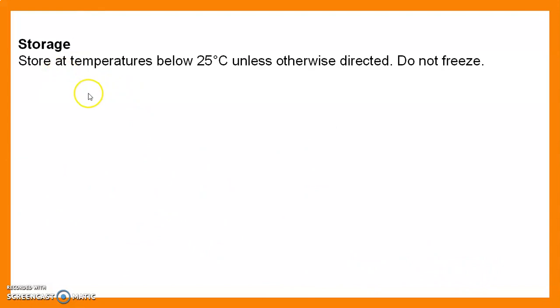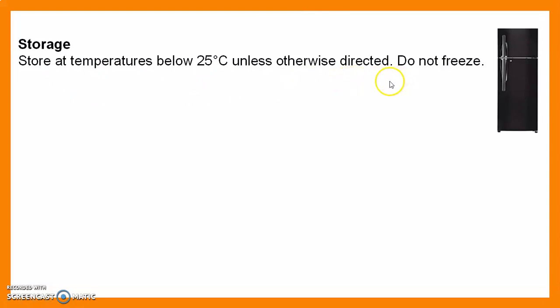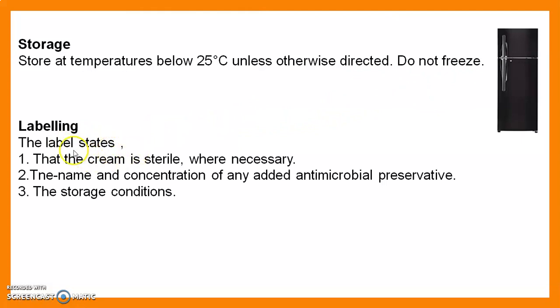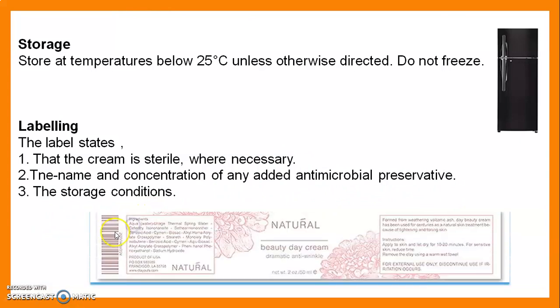The next one, how to store these creams. Store at temperature below 25 degrees Celsius, otherwise as directed by the preparation's manufacturer, and do not freeze the creams. Then labeling. The label states the cream is sterile where it is necessary. The name and the concentration of any added antimicrobial preservative and the storage conditions should be mentioned on the label. This is the label of a general type which mentions the name, all the labeling requirements, then ingredients, all that. This is all about the theory of the creams.